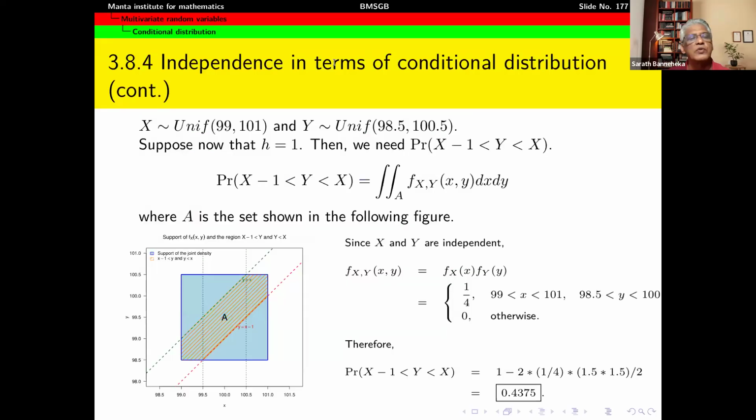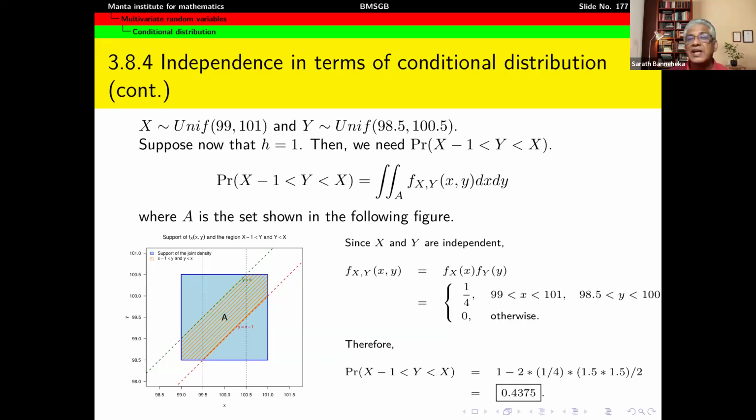So X is uniformly distributed in the interval 99 to 101. Y is uniformly distributed in the interval 98.5 to 100.5. And suppose H is equal to 1. So we are interested in this probability: the probability Y is between X and X minus 1, now that H is equal to 1. Right. So how do we find out this probability?